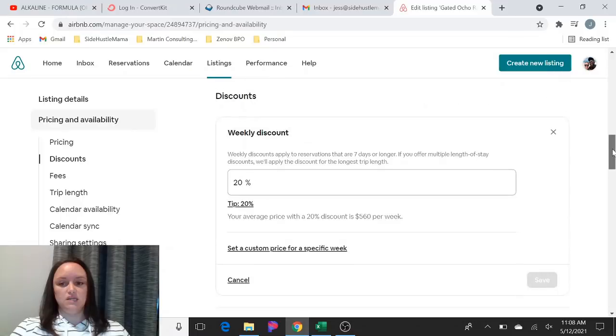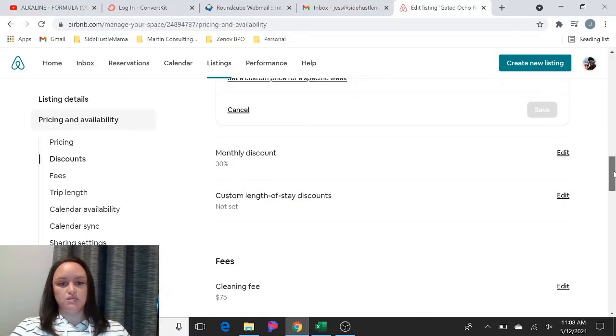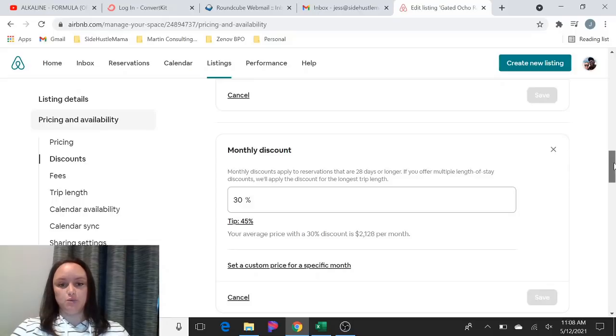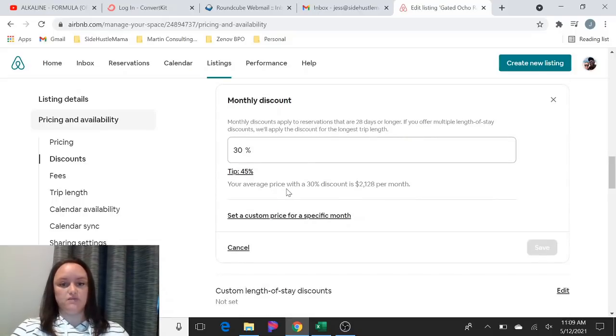Right, so that's the weekly discount. I have a 20%. For the monthly, I have a 30% discount. It says average price with the 30% discount is $2,100.28. So they have a tip here for 45%, but I go with the 30. That's kind of where I'm comfortable.